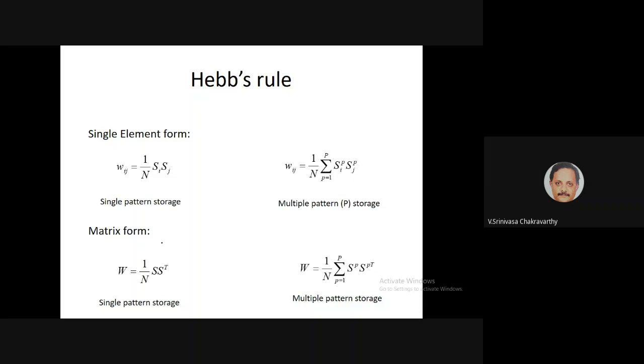In the matrix form, the same thing looks a lot more elegant. It's 1 over n times S S transpose. Note that it's an outer product: if you take the product of two vectors in the outer product form, you will get a matrix. And the same thing for multiple pattern storage is 1 over n times sigma of S^p S^p transpose, where S^p is the pth pattern.